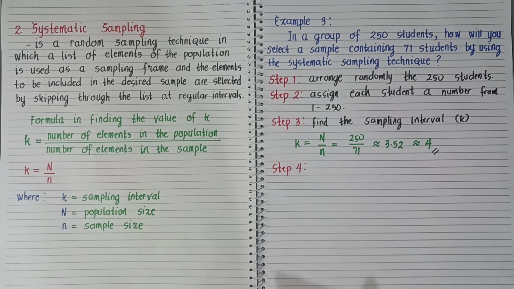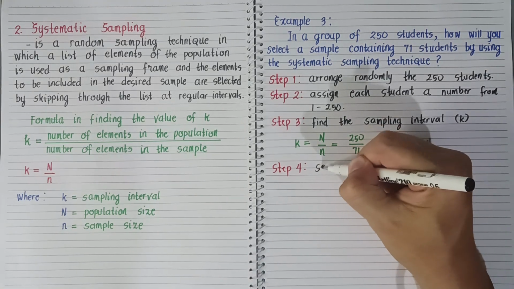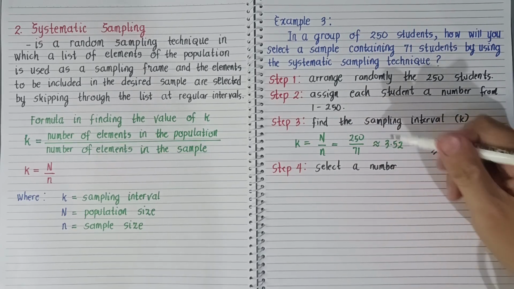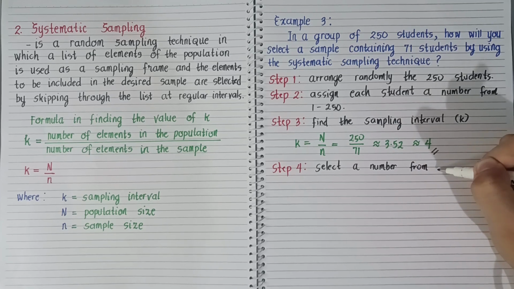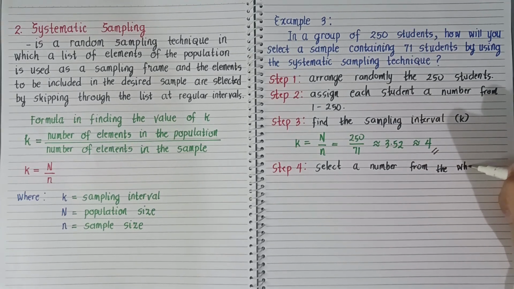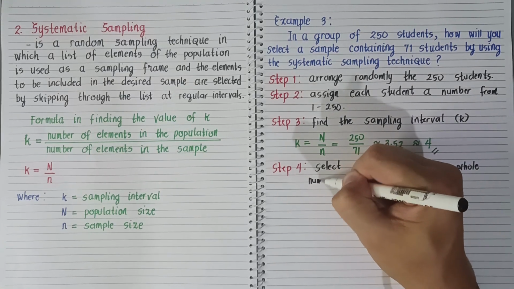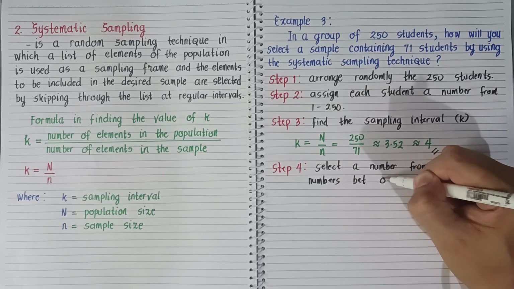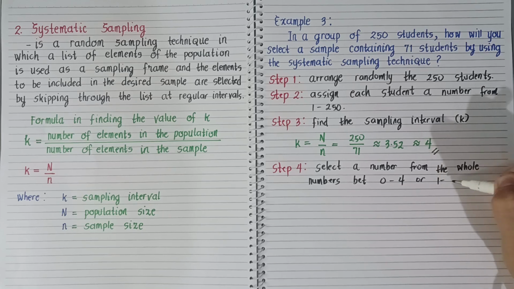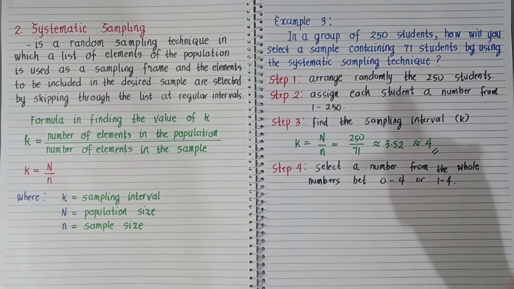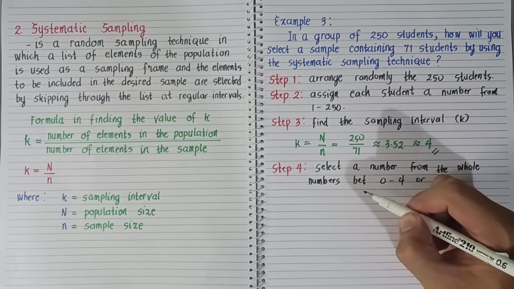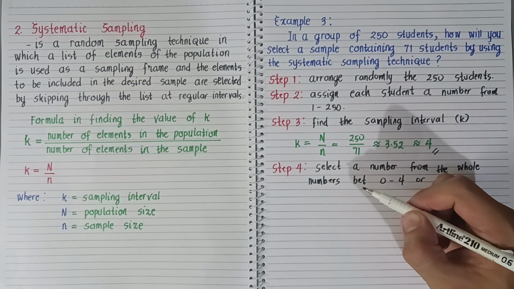So guys, yung step number 4 natin, select a number. Yan. Select a number from the whole numbers. Okay. From the whole numbers between 0 to 4 or 1 to 4. Yan. Okay. So, let's say, guys, ang nakuha ko dito ay number 2, right? Okay. So, from 0 to 4 or 1 to 4, number 2 ang nakuha ko dyan. Okay. So, this chosen value is called as the starting number.